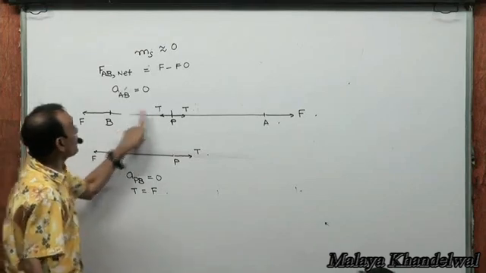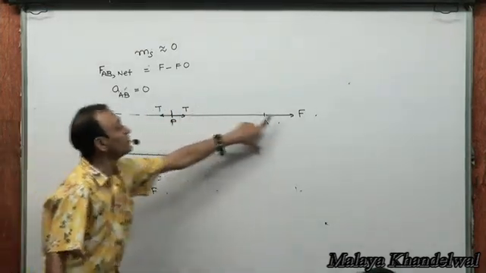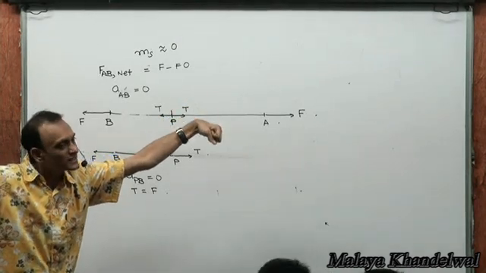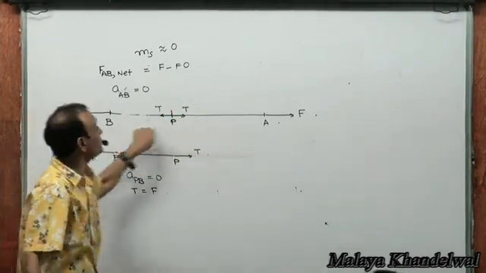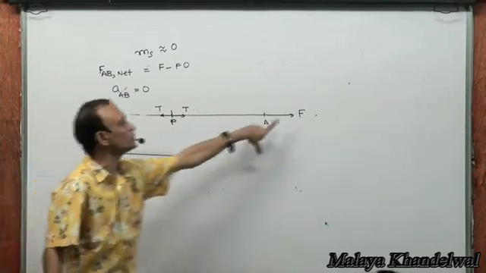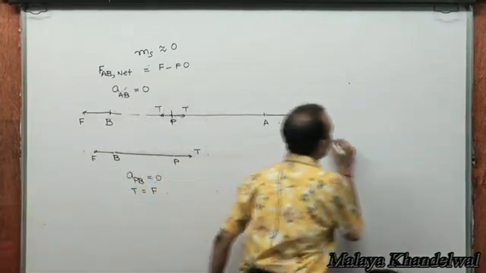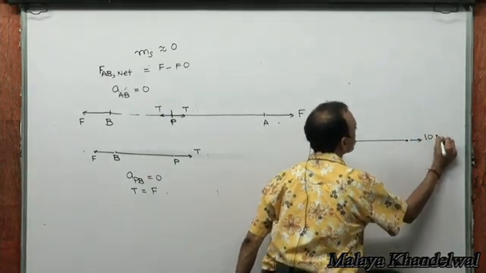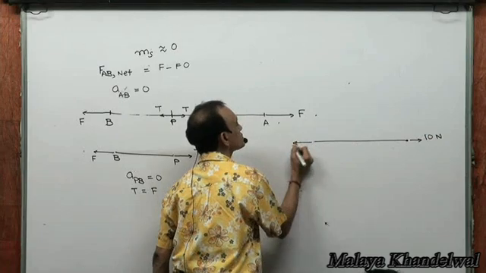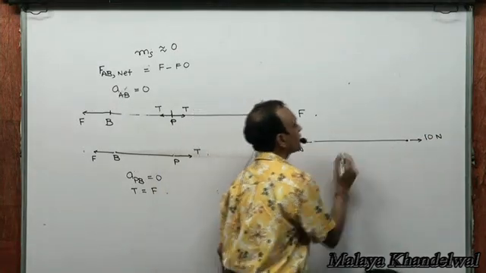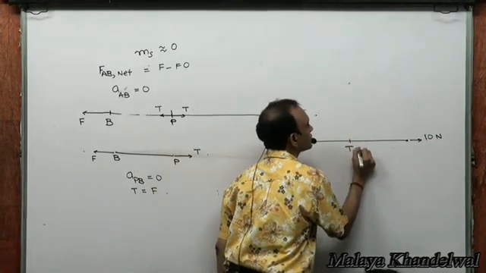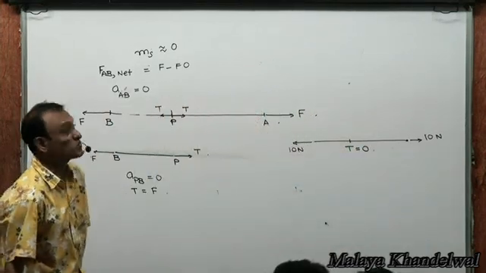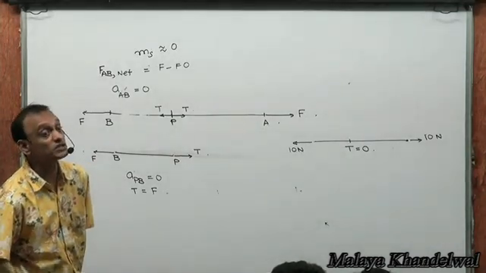That means at every point of the string, the tension will be equal to the two forces F applied at the two extremities of the string. And the tension will be the same at every point, and it will be equal to F. That means if I have a light string and there is 10 newtons like this, and there is 10 newtons like this, then at every point of the string, the tension will be 10 newtons.